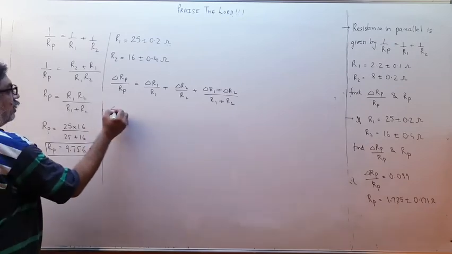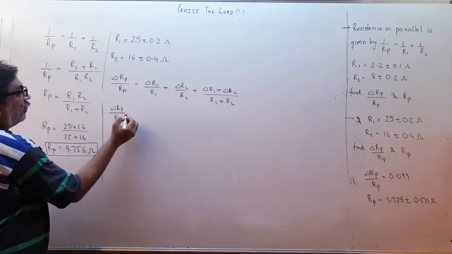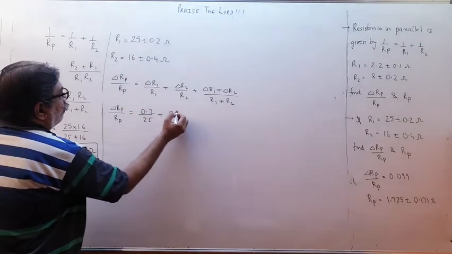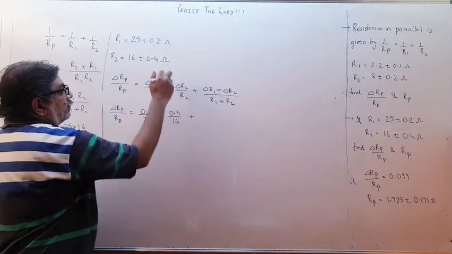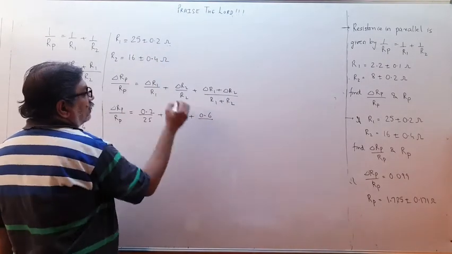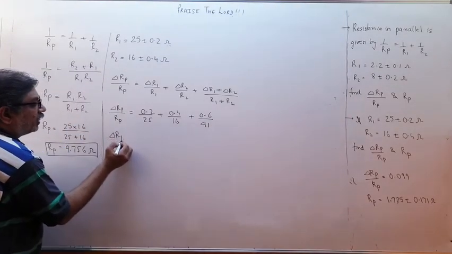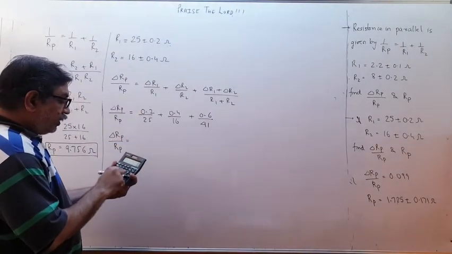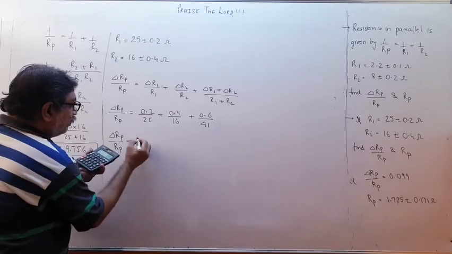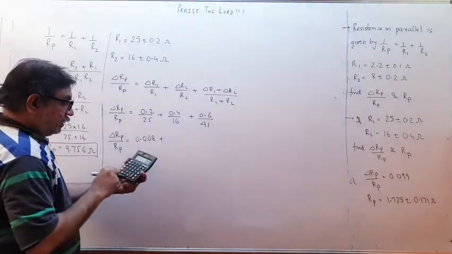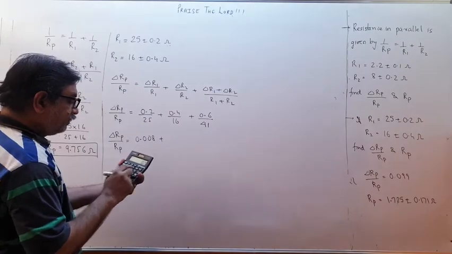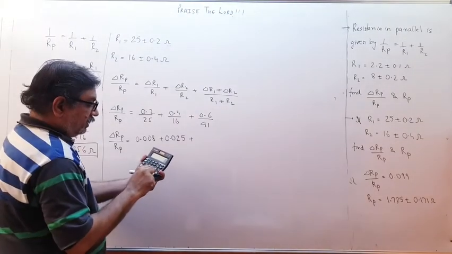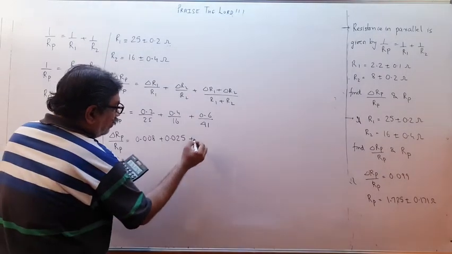Okay. So delta RP upon RP will be equal to delta R1, 0.2 upon 25, 0.4 upon 16, and the summation 0.6 upon the summation 41. So relative error delta RP upon RP is being found like this. See, 0.2 divided by 25 is 0.008, then 0.4 divided by 16 is 0.025, then 0.6 divided by 41 is 0.0146.